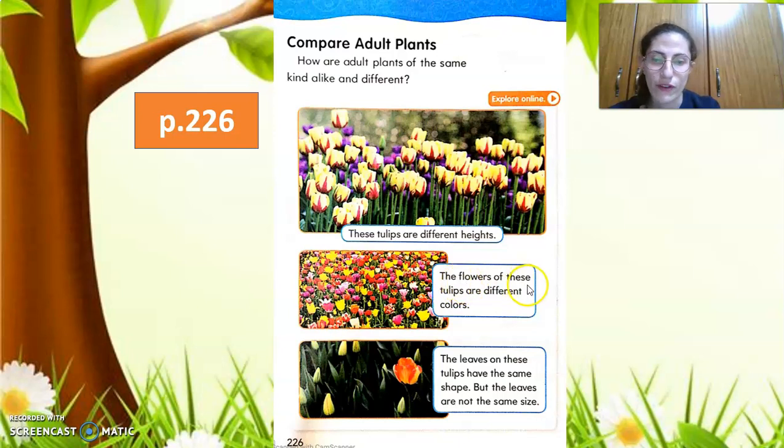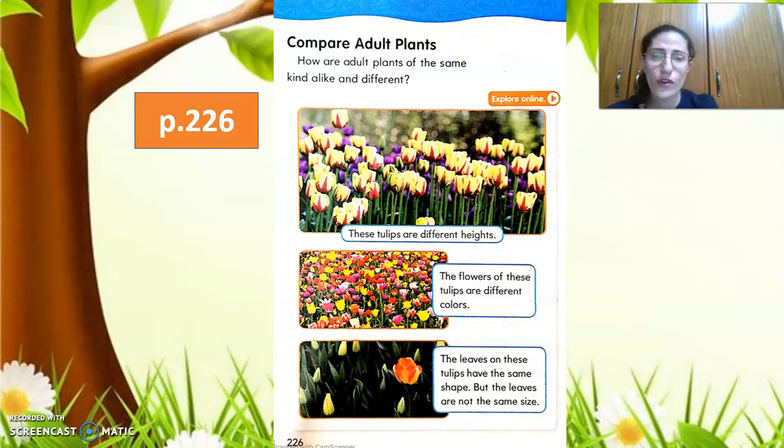In the second picture, the flowers of these tulips are different colors. They are all tulips, but they have different colors because they got the different colors from their parents. This is another trait that they get from their parents. Clear? The third picture, the leaves on these tulips have the same shape, but the leaves are not the same size. So they all have leaves, but different sizes of the leaves because what? They get the size of the leaves from their parents. Clear? They are all adult plants, but they have different sizes because their parent plants have different sizes of the leaves. Clear? So far so good?